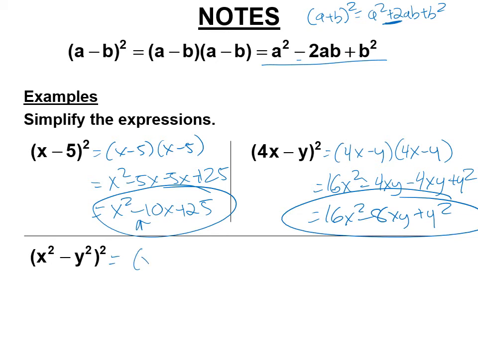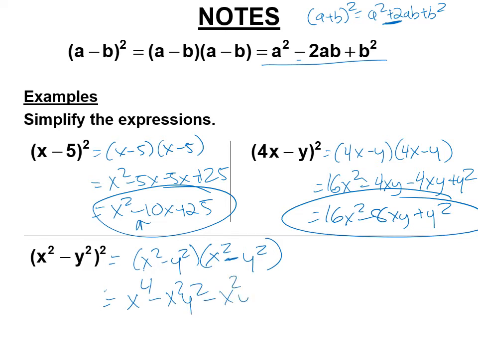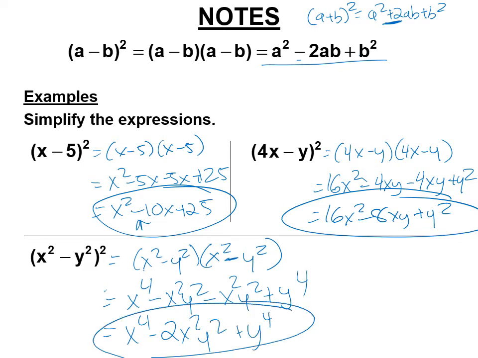And here's that thing again. Standardized tests love this problem. That's why I keep putting it, because most teachers don't go over this one. X squared times x squared is x to the fourth. X squared times negative y squared is negative x squared y squared. Negative y squared times x squared is negative x squared y squared. Negative y squared times negative y squared is positive y to the fourth. X to the fourth minus 2x squared y squared plus y to the fourth.